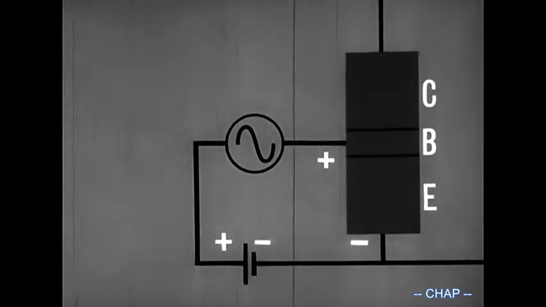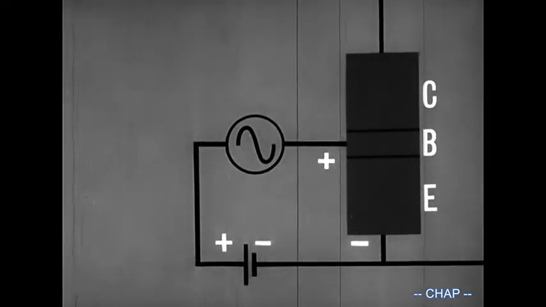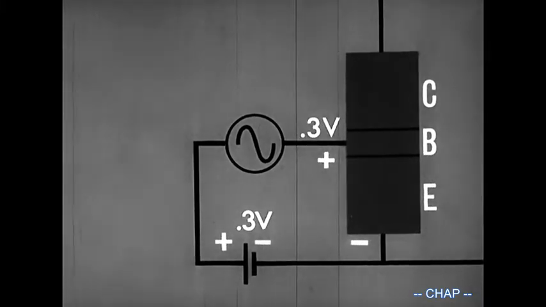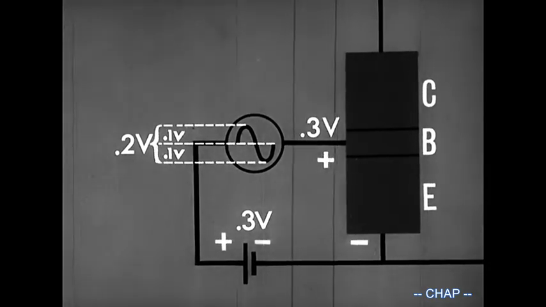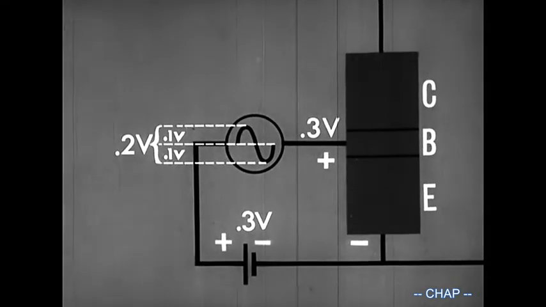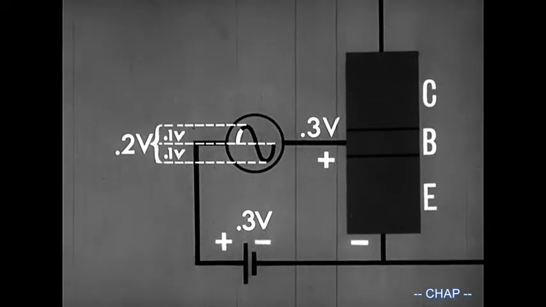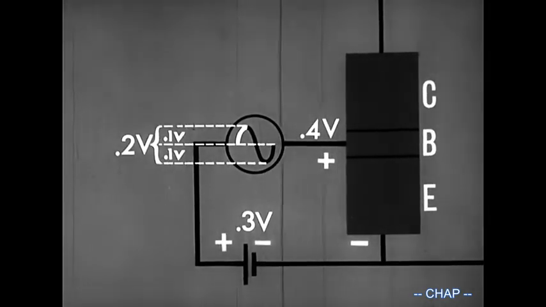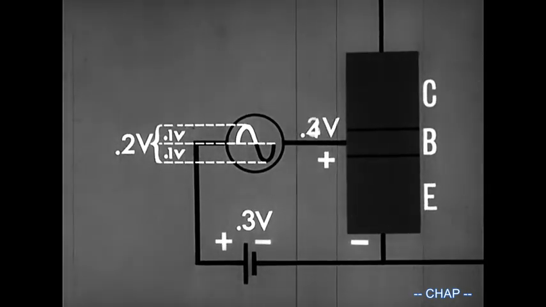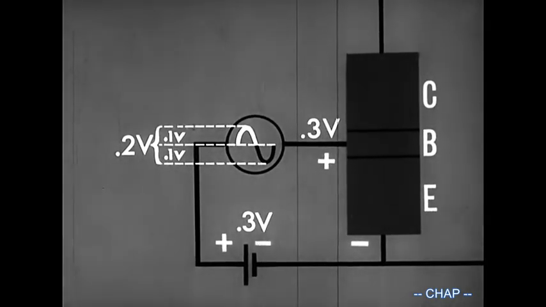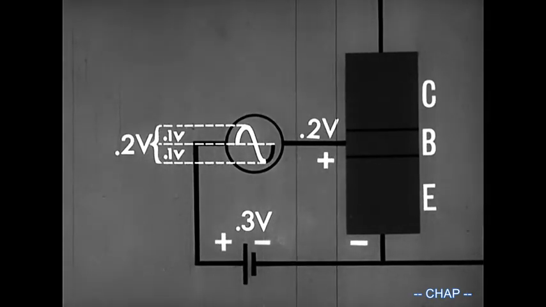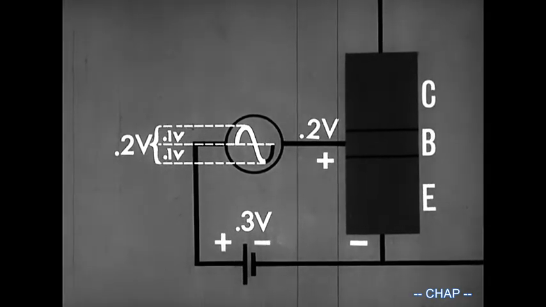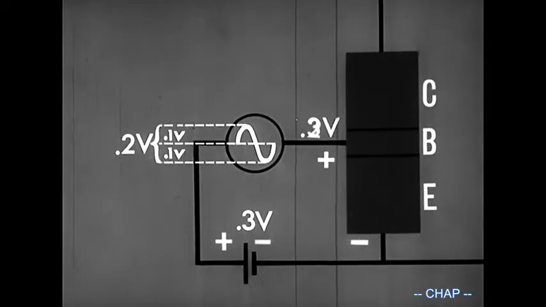To explain amplification numerically, let's assume the forward bias voltage is 0.3 volt and that the input signal is 0.2 volt peak to peak. During the positive alternation, the total forward bias voltage increases from 0.3 volt to a maximum of 0.4 volt and then decreases again to 0.3 volt. During the negative alternation of the input signal, the total forward bias decreases from 0.3 volt to a minimum of 0.2 volt and then increases again to 0.3 volt.